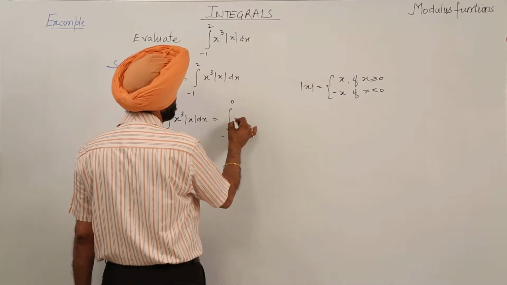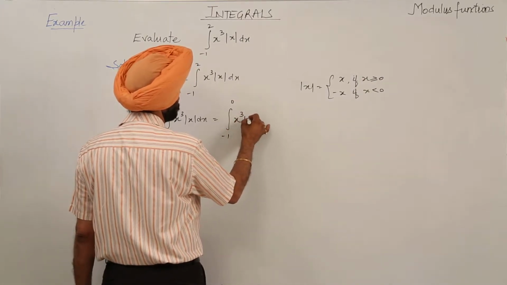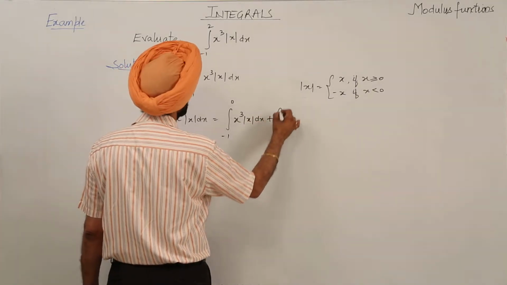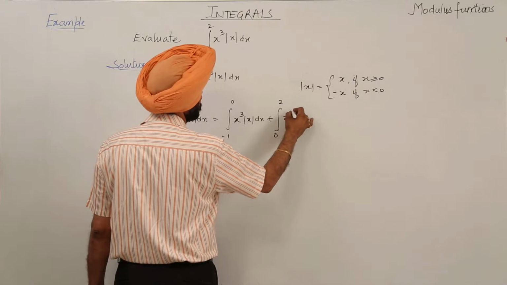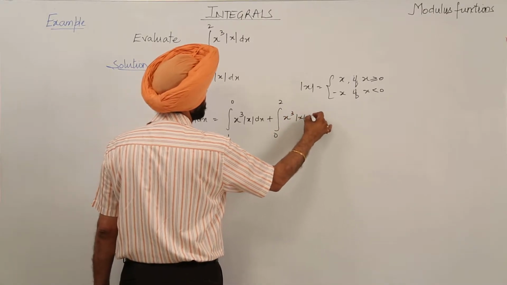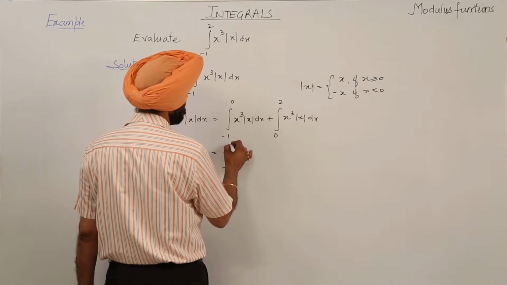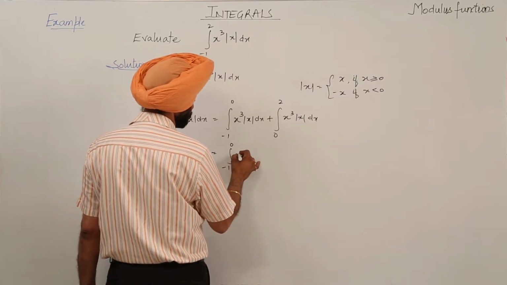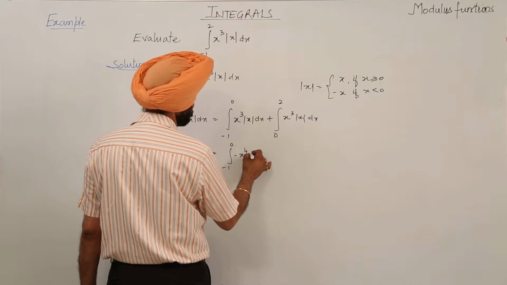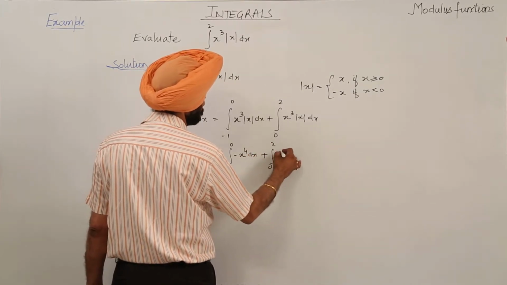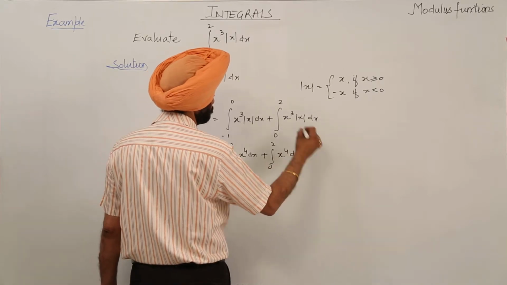So now, the integral from minus 1 to 2 of x cube mod of x dx can be written as the integral from minus 1 to 0 of x cube mod of x dx plus the integral from 0 to 2 of x cube mod of x dx. This is the integral from minus 1 to 0 of negative of x raised to power 4 dx plus the integral from 0 to 2 of x raised to power 4 dx.